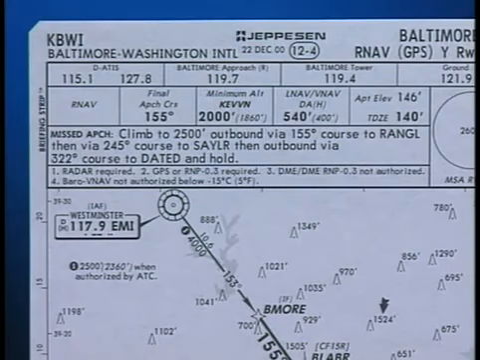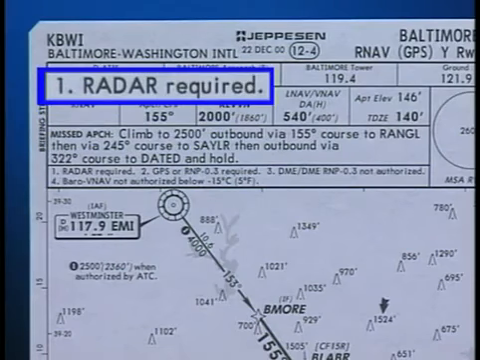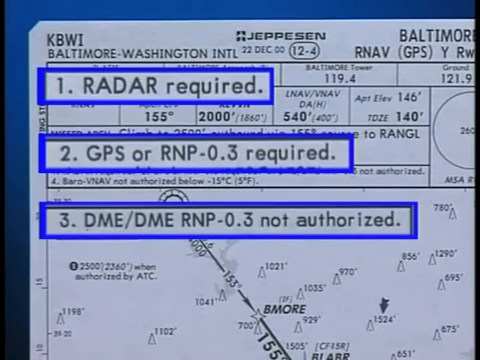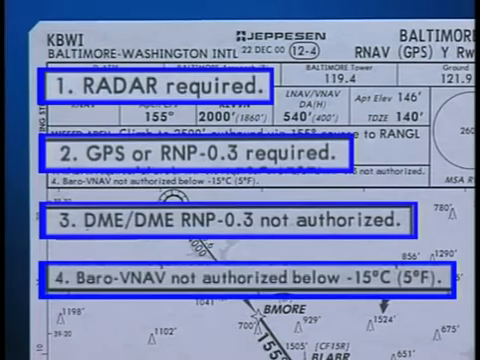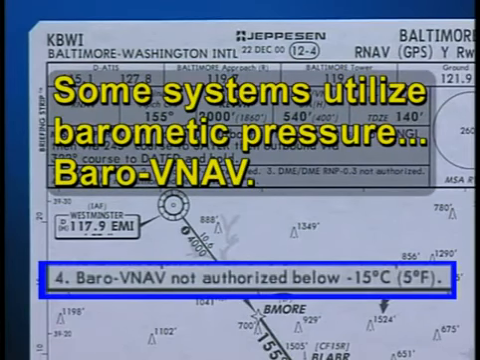New notes will also show up on RNAV charts in the heading portion of the chart. You may see requirements for the approach such as radar required, GPS or RNP 0.3 required, DME RNP 0.3 not authorized, and Baro-VNAV not authorized below minus 15 degrees Celsius. Some RNAV systems utilize barometric pressure readings to generate a computer-guided vertical navigation path. This is called Baro-VNAV, and in this case, it is not authorized for use below minus 15 degrees Celsius.